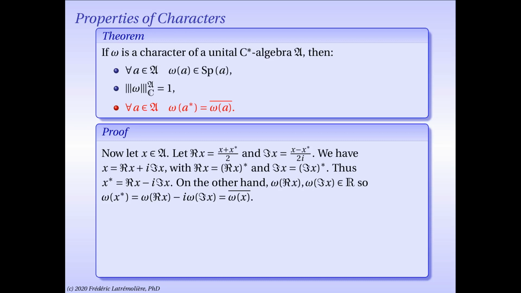And that's it. We have shown that our omega character here does intertwine the adjoint operation on A with the adjoint operation on the complex numbers, which is just a conjugation. So in particular, characters are in fact unital star morphisms from our C-star algebra to the complex numbers. And it is immediately trivial that if I give you a unital star morphism from a C-star algebra to the complex numbers, then it is a character.